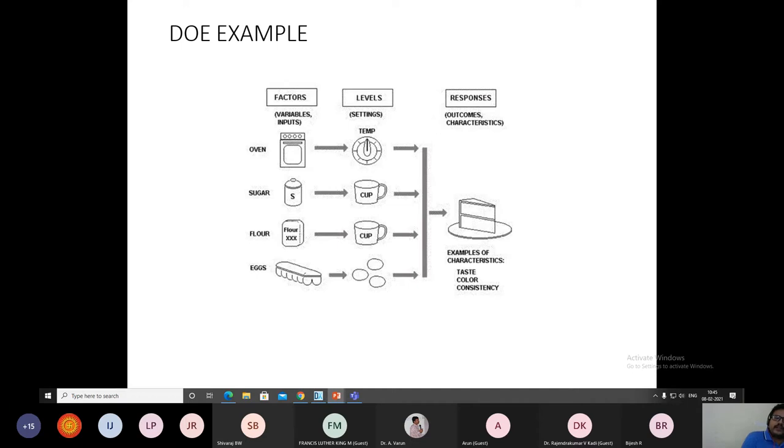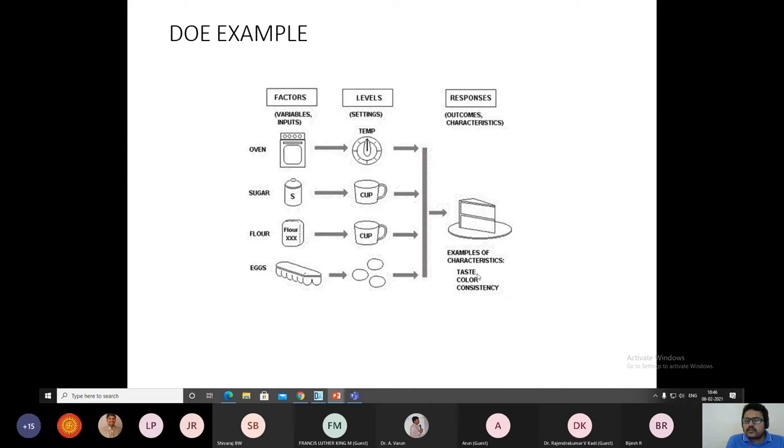So you can plan in such a way that you set these factors in order to get a beautiful response, right? Our DOE helps you to get a wonderful tea or to get a wonderful cake with the taste, color, and consistency. And DOE helps you to set these levels, factors, and it will show the combined effect and the interaction of these factors with the levels. And finally, it will show you the responses.